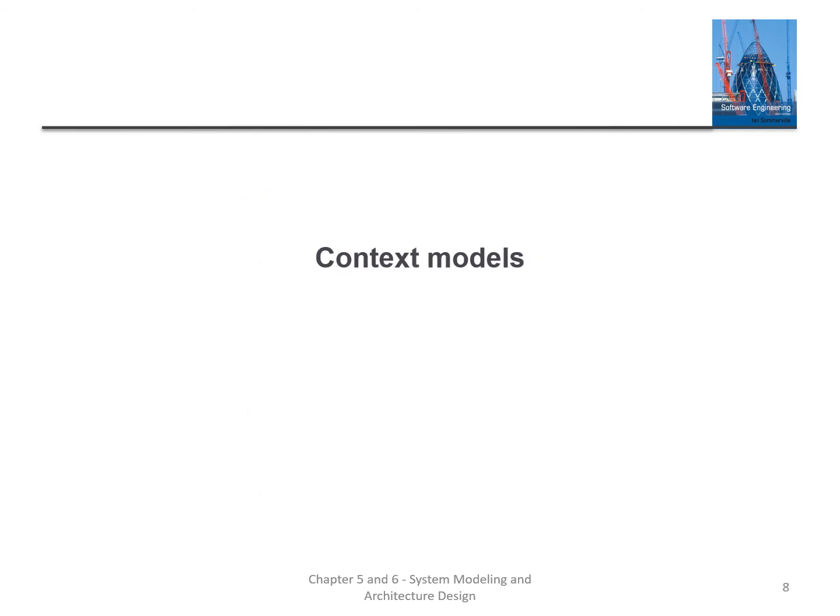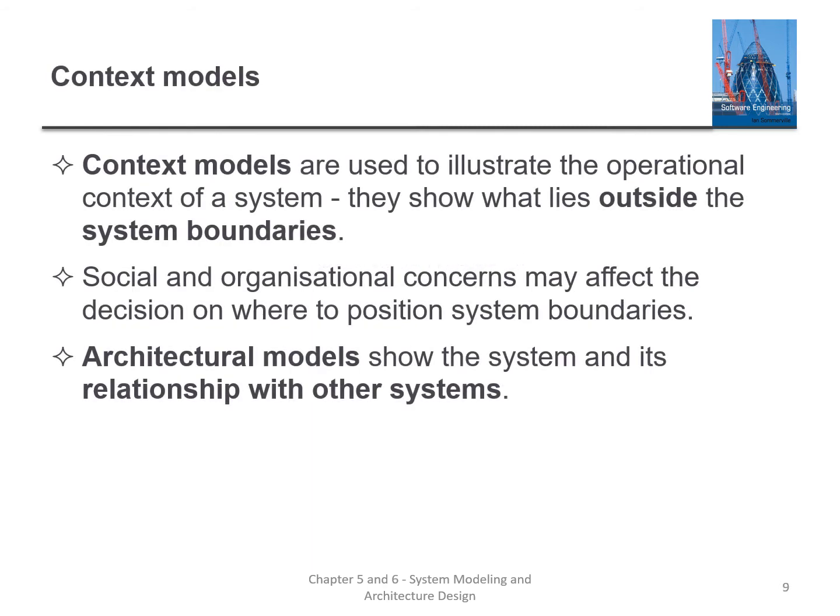Okay, let's have a look at the first perspective, which is the external perspective. It is achieved by drawing a model called the context model. Okay, the context model is to show the operational context. So you want to know what is inside the system and what is outside of the system. So we want to know the boundary of the system.